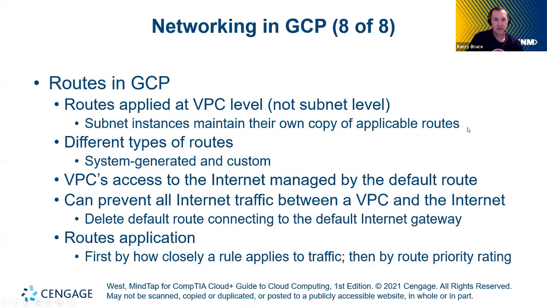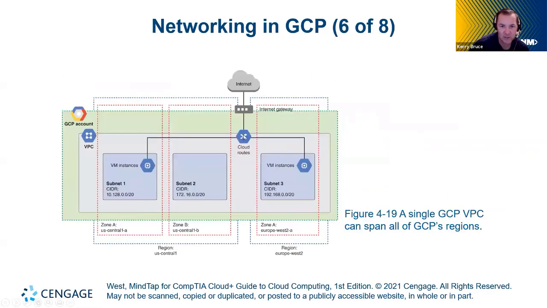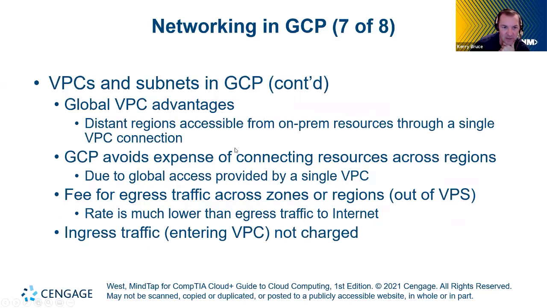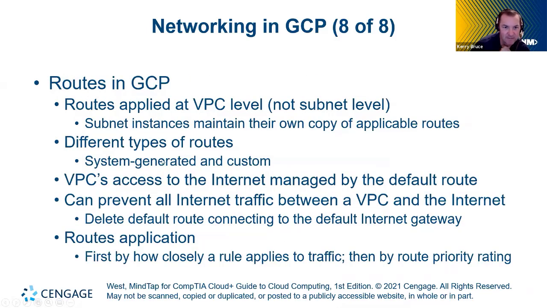And then routes. Routes are applied at the VPC level. I think I pointed that out a second ago. The routes are here. They are not on a per subnet basis. They are on the VPC as a whole, okay? There are different types: the system-generated ones that are automatic, and then you can customize them. VPCs have access to the internet. They're managed by a default route.